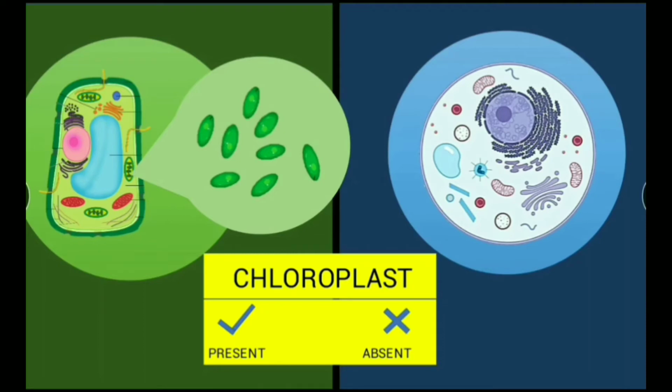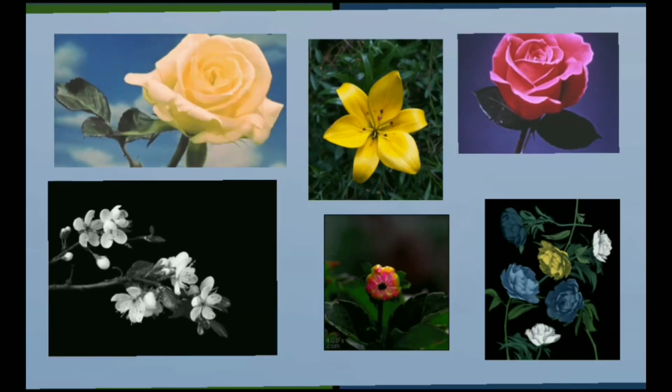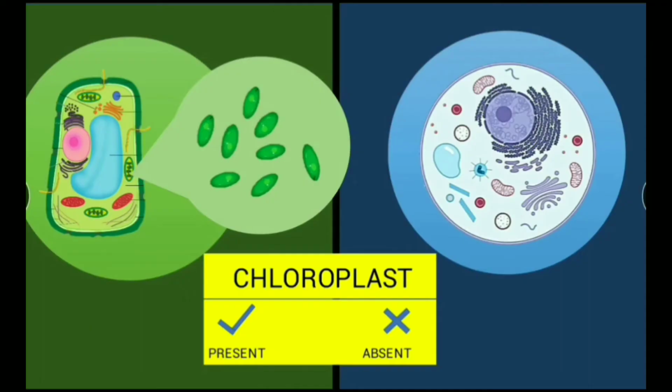Do you know? Chloroplasts are a kind of plastids. Green plastids are called chloroplasts. Apart from green plastids, plant cell also has other colored plastids, due to which we can see fruits and flowers of different colors. So students, we can conclude that plastids are present in plant cell but absent in animal cell.